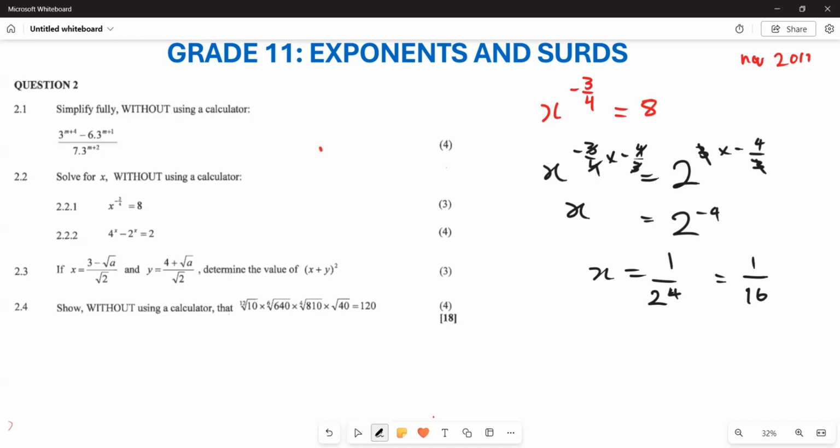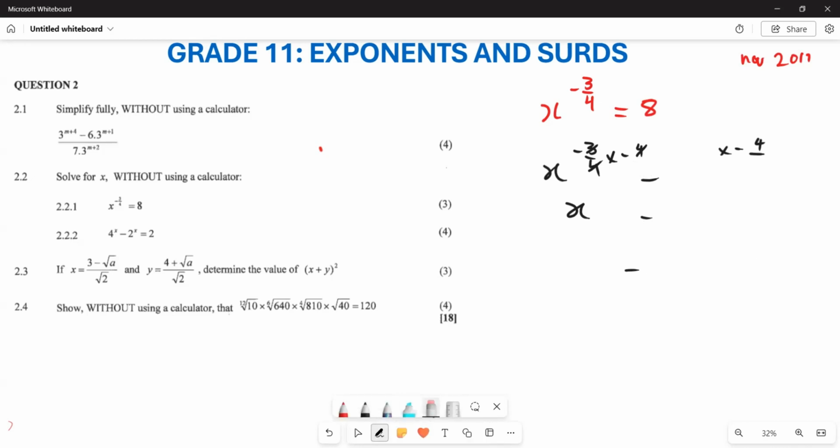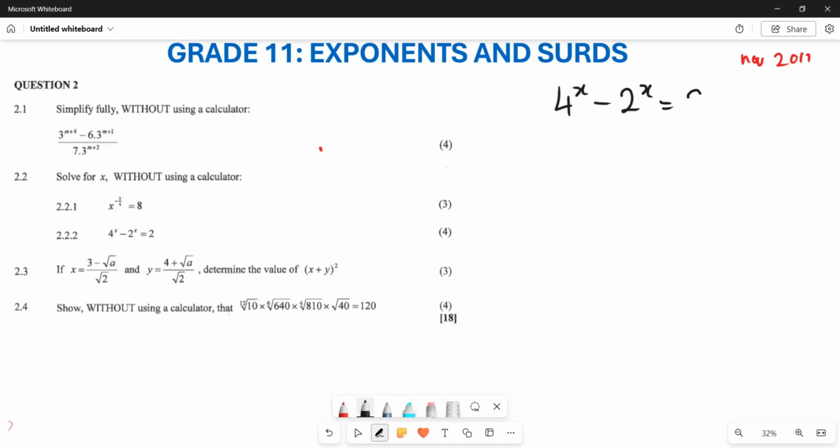Now, let's quickly move to our next question, question 2.2. In this question, let's see what it is that you're going to do. Here you are given 4 to the power of x, subtract 2 to the power of x, equals 2.